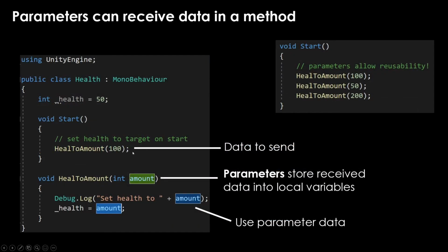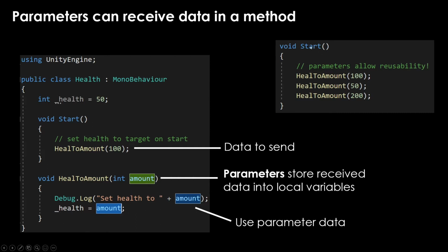And this is what that would look like in a larger script. We would say HealToAmount. We would declare the parameter in the method signature right here. So we'd say HealToAmount, give it a variable to use as a parameter. And then anytime we call this method, if we give it a value that matches this type, then it can use that. And we can say HealToAmount, and then we now are using 100 as this value, and we'd say health equals 100 right here.